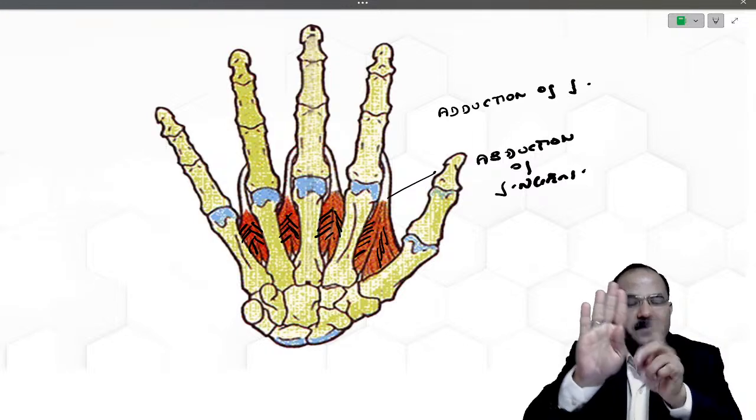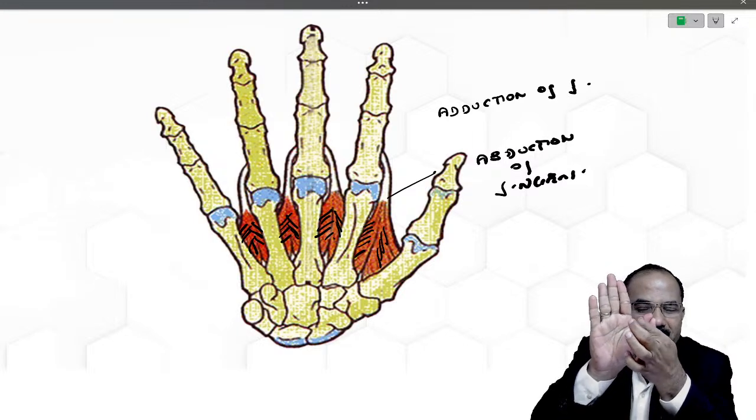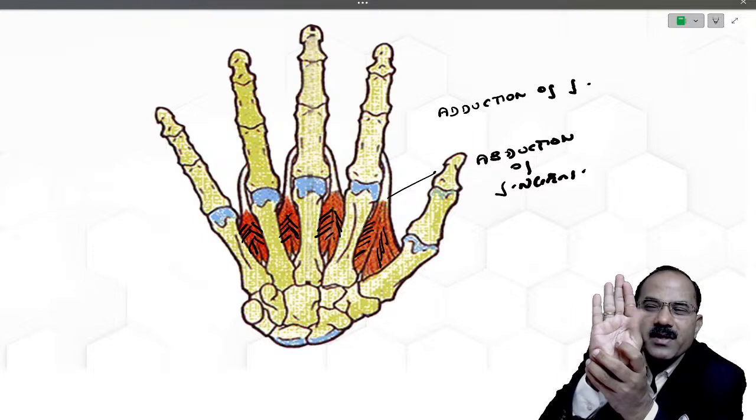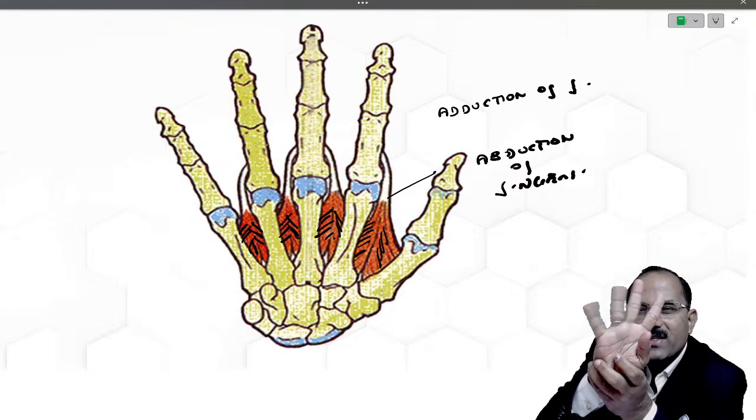Thumb does not move like this. The first metacarpal bone is turned by 90 degrees. It is rotated by 90 degrees. So the movements of the thumb would be at right angles to the fingers.